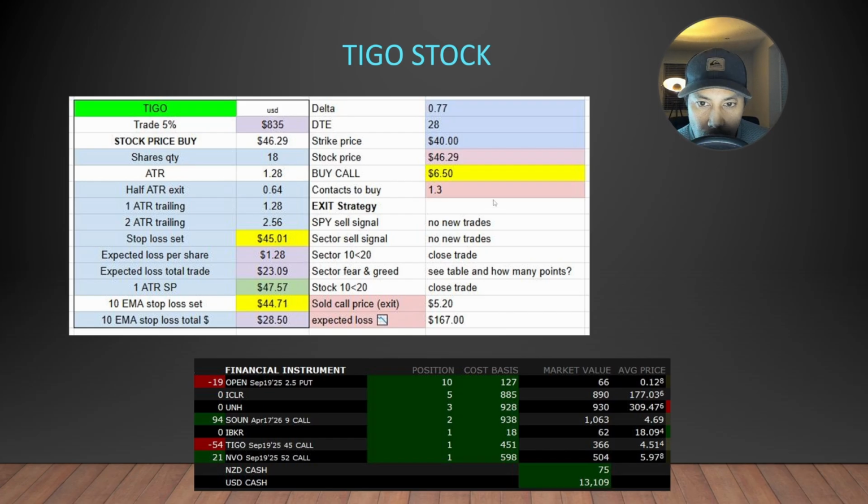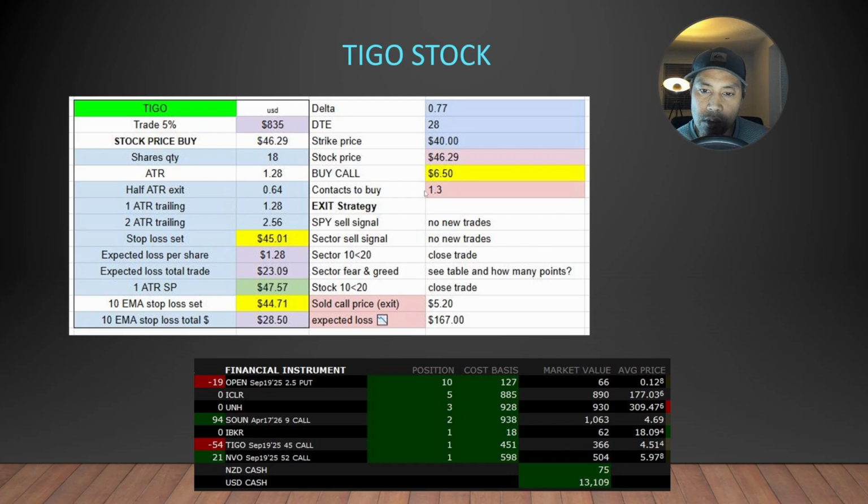Now going over to options contracts, we can see here that I did buy an option. The call price was $6.50, and what is the strike price? The strike price is $40. That means it's got a delta of 0.77 and a DTE, days to expiry, of 28 to give me a bit of time for that stock price to shoot up. The strike price is $40, so I am trying to get it up to at least $47, $48, and I'll be making some money off the stock.